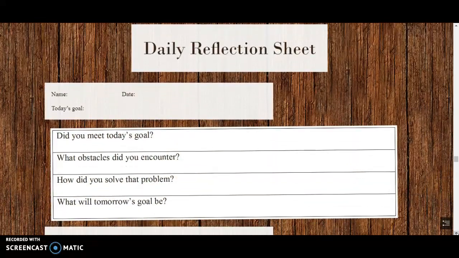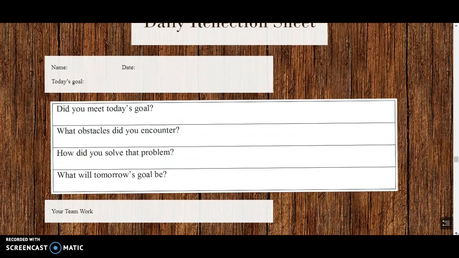The biggest piece of this project, I feel, was the daily reflection sheets. So each day the students had to have a goal in mind, and then at the end of the day they had to reflect. Did they meet their goal? Were there any obstacles? And if so, how did they solve those problems? And then what would their goal be tomorrow? And once they choose their goal for tomorrow, they have a jump start on the next day.